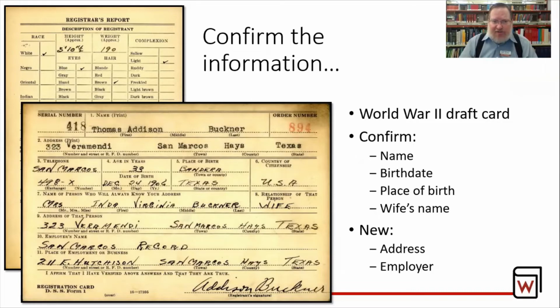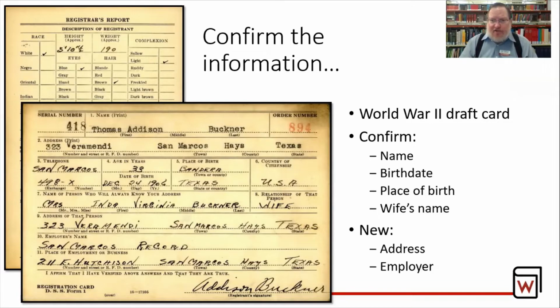His wife's name, Enda Virginia, so that matched what was on the tombstone. It also gives the address of 323 Veramendi, a place where family knowledge is that I spent a lot of time there as a child, and also his employer, the San Marcos paper. The obituary starts off saying something about he was in the newspaper business, and so that matches that as well.